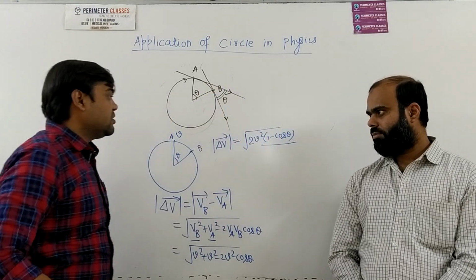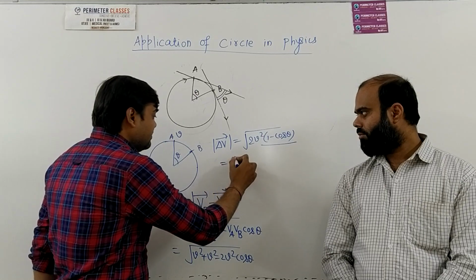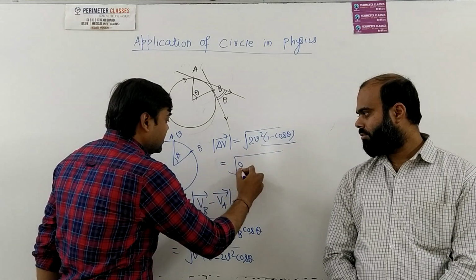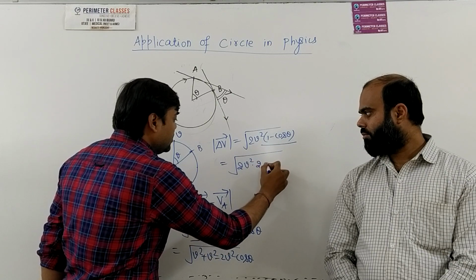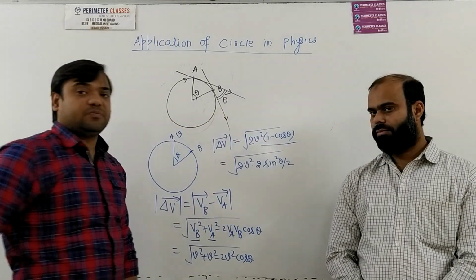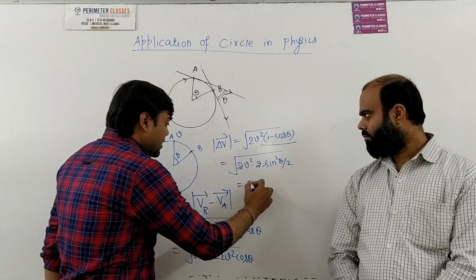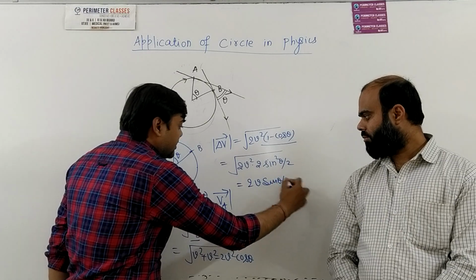Now for 1 minus cos theta, from trigonometry, and you may learn this later when we discuss the concepts of trigonometry, we can write 1 minus cos theta as 2 into sine square theta by 2. After taking the under root, I can write this as 2v into sine theta by 2 here.